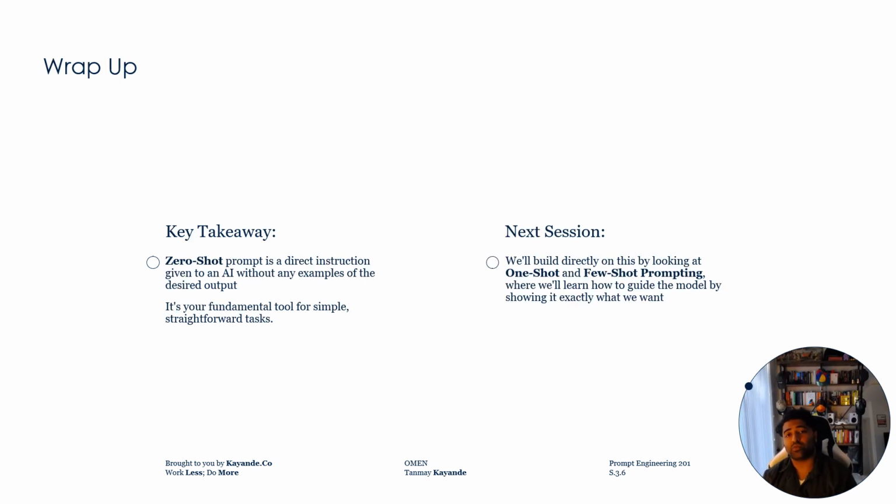The main thing to remember today is that zero-shot prompts are a direct instruction given to the AI without any example of the desired output. It's your fundamental tool for simple, straightforward tasks. But what happens when the task is more complex and the model gets it wrong? That's when you need to provide examples. When zero-shot doesn't work, you can provide demonstrations, which then leads to our next topic.